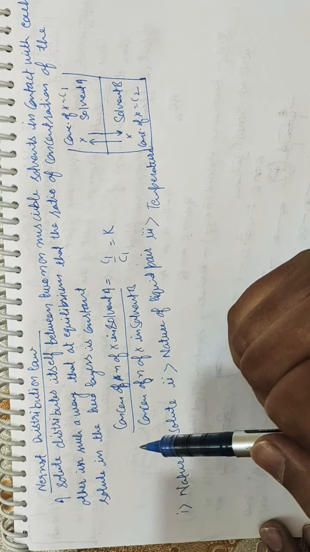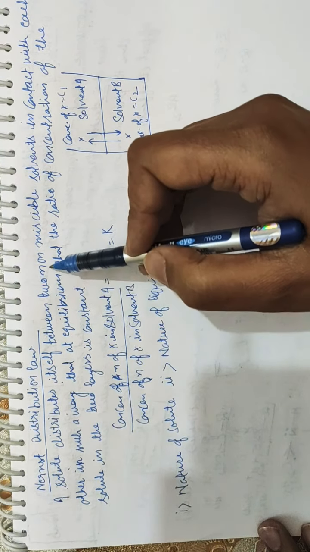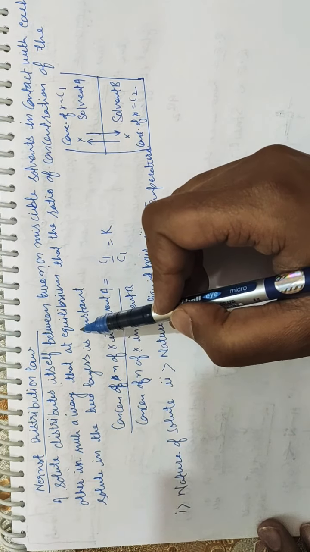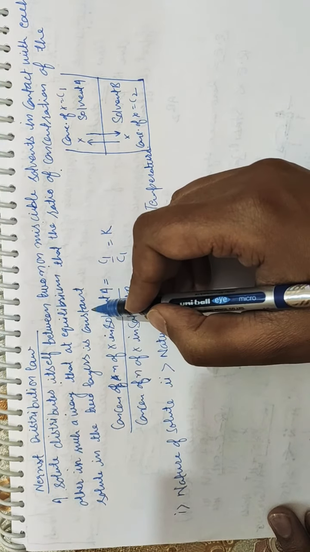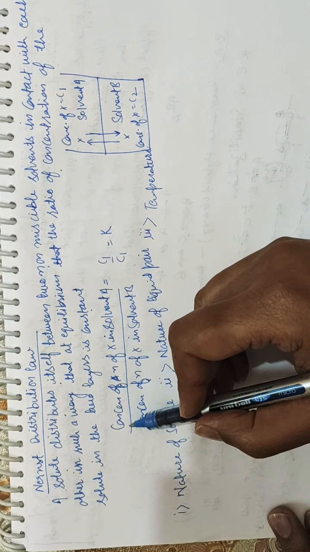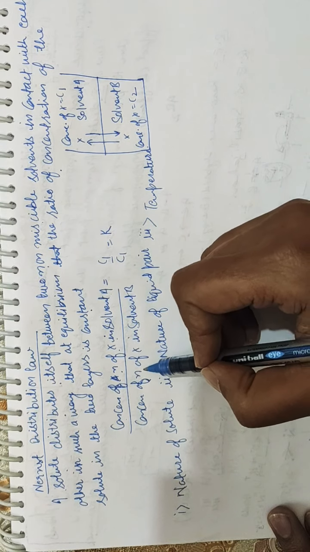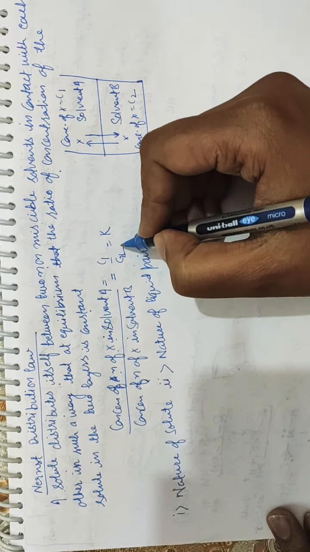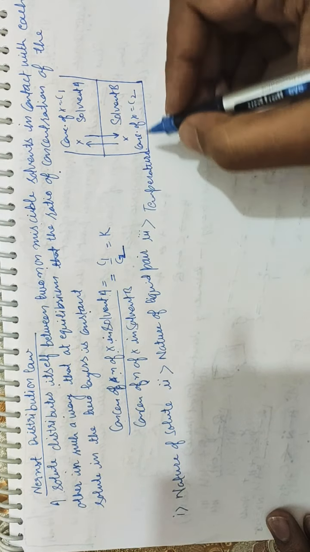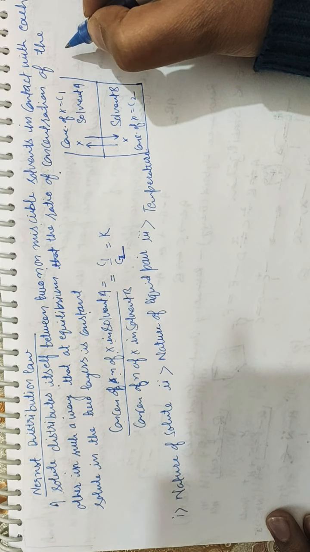What does its definition say? Its definition says that a solute distributes itself between two non-miscible solvents in contact with each other in such a way that at equilibrium the ratio of the concentration of the solute in the two layers is constant, and mathematically it is given as concentration of X in solvent A over concentration of X in solvent B is equal to C1 over C2, that is equal to K. What is X? X is a solute, and A and B are solvents.